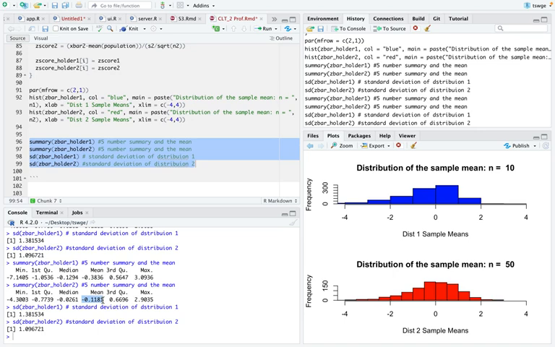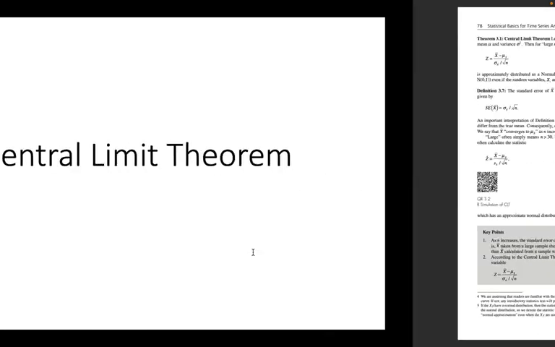But that's certainly closer to 0, and that is much closer to 1. This, by the central limit theorem, should have a mean very close to 0 and a standard deviation very close to 1, which, relatively speaking, it does. So that is the central limit theorem through an R simulation.